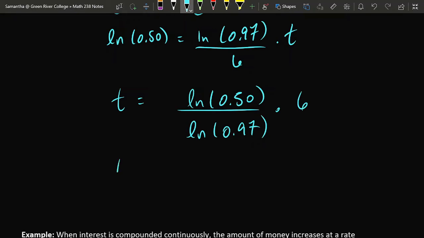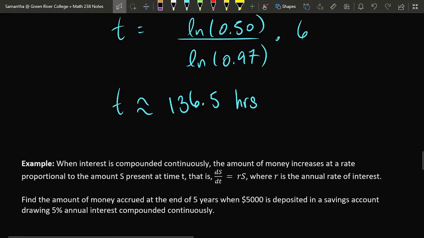As always, let's go ahead and get a decimal approximation for this value. And we find that the half-life of this substance, the amount of time it would take for the substance to decay to half of what it originally was, would be 136.5 hours.